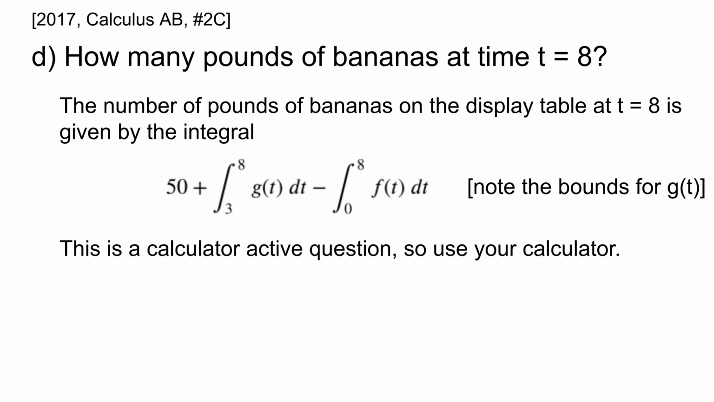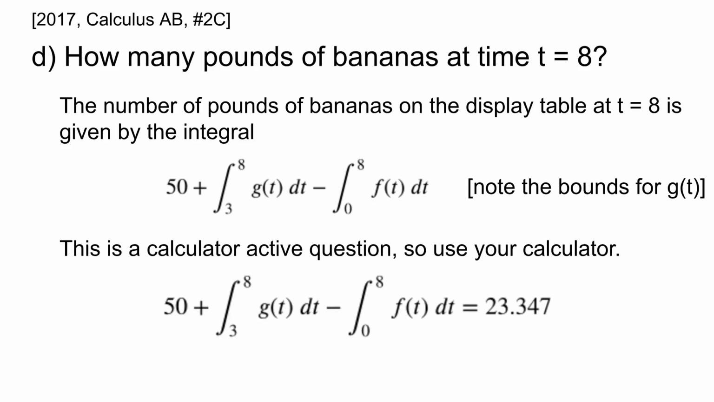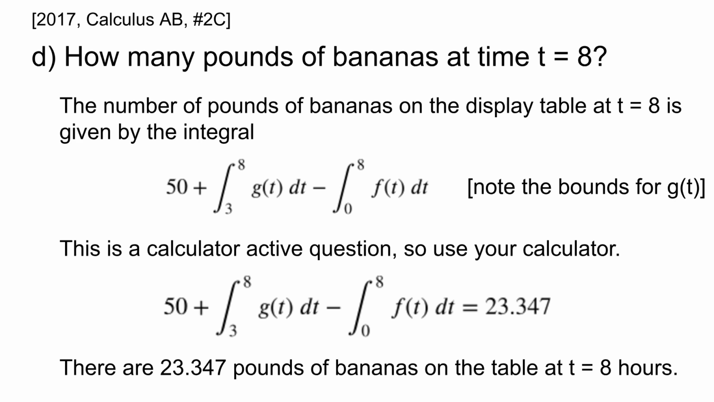And this is still a calculator active question, so we're going to use our calculator. By entering this into our calculator, 50 plus the integral from 3 to 8 of g of t dt minus the integral from 0 to 8 of f of t dt is 23.347. And from this result, we conclude that there are 23.347 pounds of bananas on the table at t equals 8 hours.